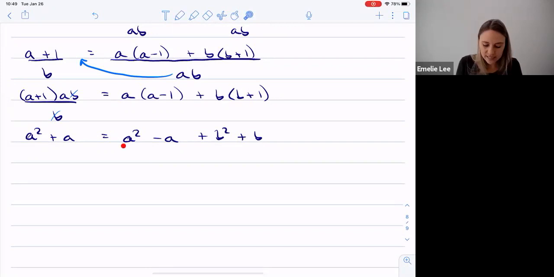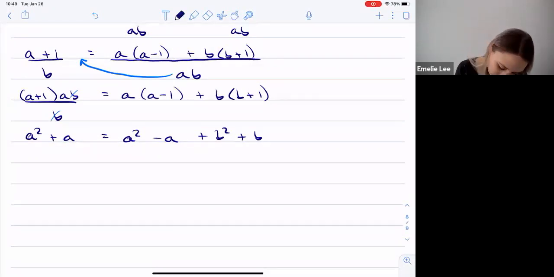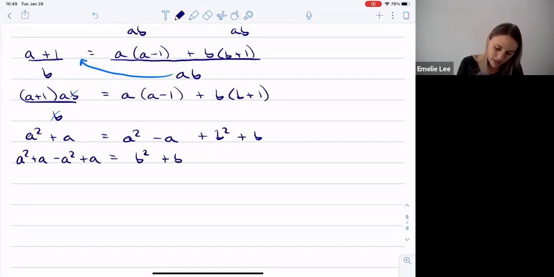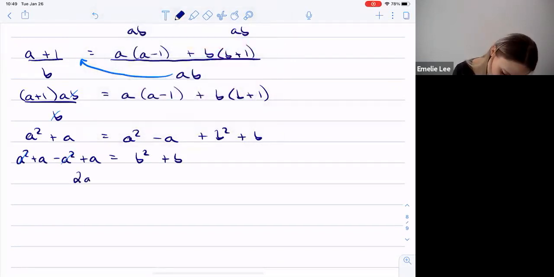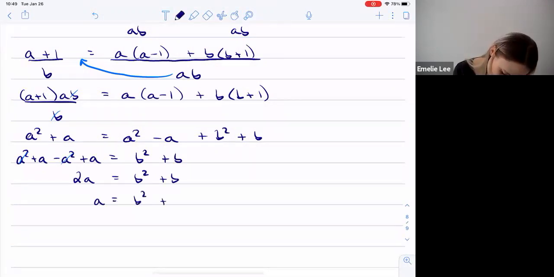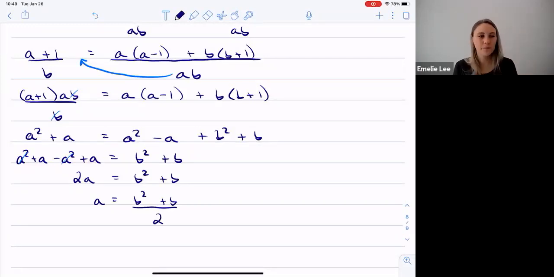Now I need to collect all my a's to one side and everything not a's to the other side. So I'm going to subtract a squared and then add a. What I get is a squared plus a minus a squared plus a is equal to b squared plus b. A squared minus a squared, of course, goes away, but a plus a is 2a. So 2a is b squared plus b. Solving for a, all I need to do is divide both sides by 2. So I get a is b squared plus b over 2.